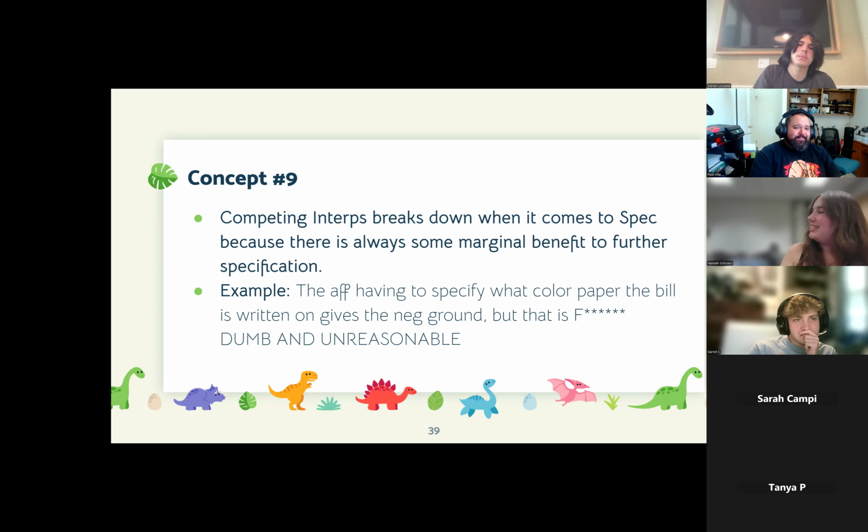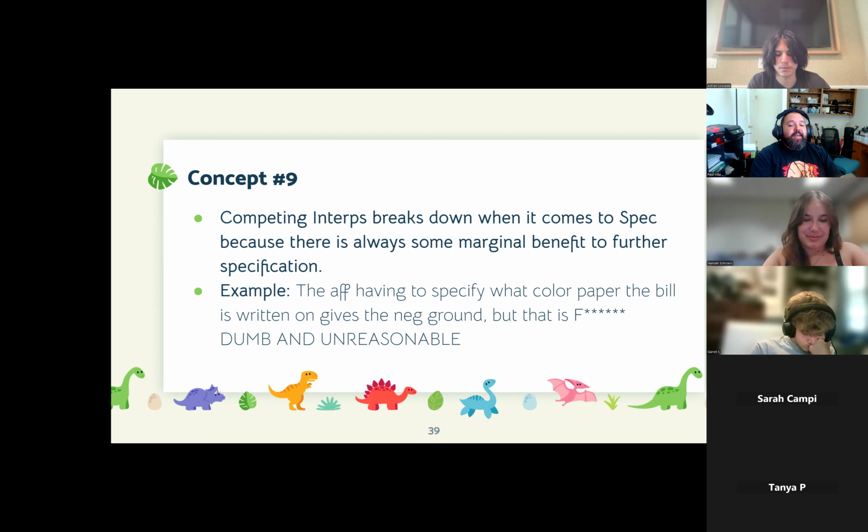Concept number 9. Competing interpretations breaks down when it comes to spec because there's always some marginal benefit to further specification, i.e., the AFF having to specify what color paper the bill was written on gives the negative more ground. That's a net benefit. However, that's stupid and unreasonable, right? Like, we have to draw the line somewhere.